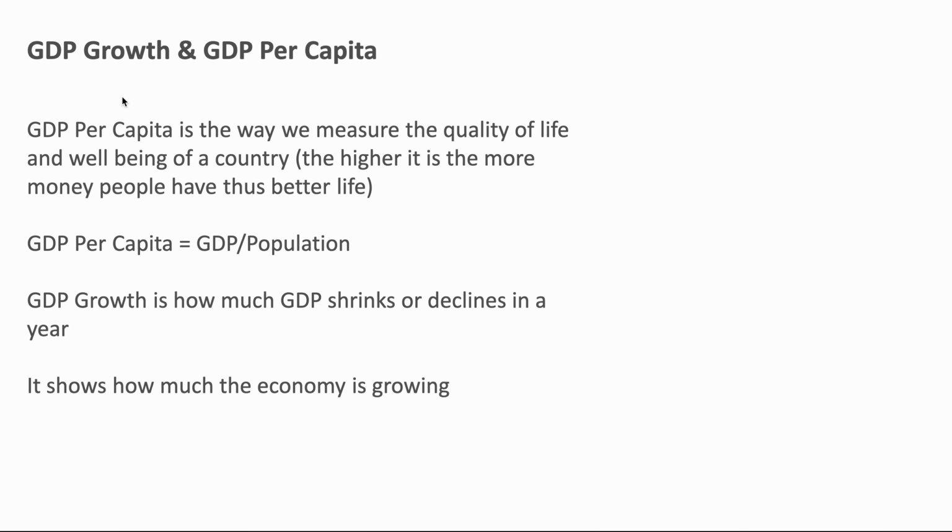Now we need to understand GDP growth and GDP per capita. GDP per capita is the way we measure the quality of life and well-being of a country. Researchers, economists have figured out that the more GDP per capita a country has, the higher quality of life they have. But what is GDP per capita? Well, it's a simple equation. GDP divided by population. Simply, it's how much one individual on average is producing for a society.